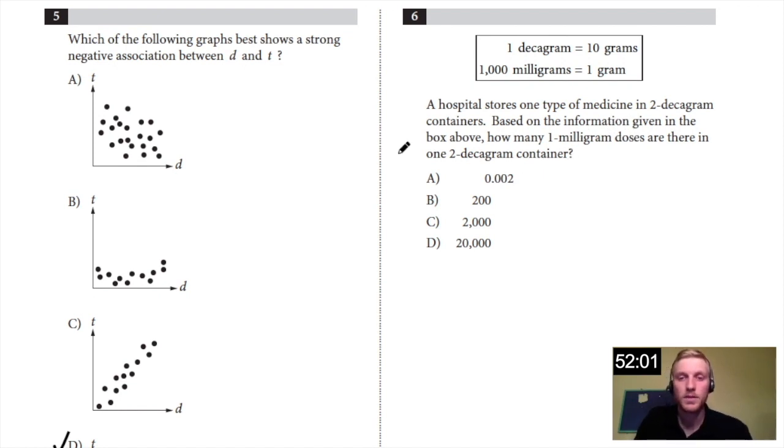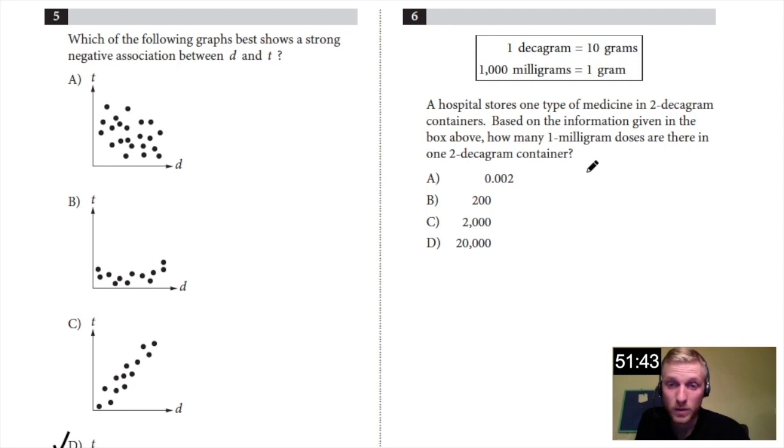1,000 milligrams is equal to 1 gram. So I'm going to say a hospital stores one type of medicine in 2 decagram containers. Based on the information given in the box above, how many 1 milligram doses are there in one 2 decagram container? All right, so I'm just going to write this down.